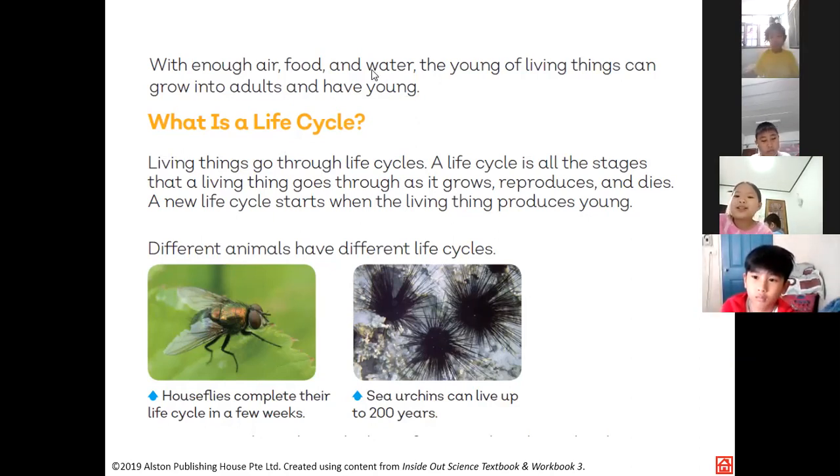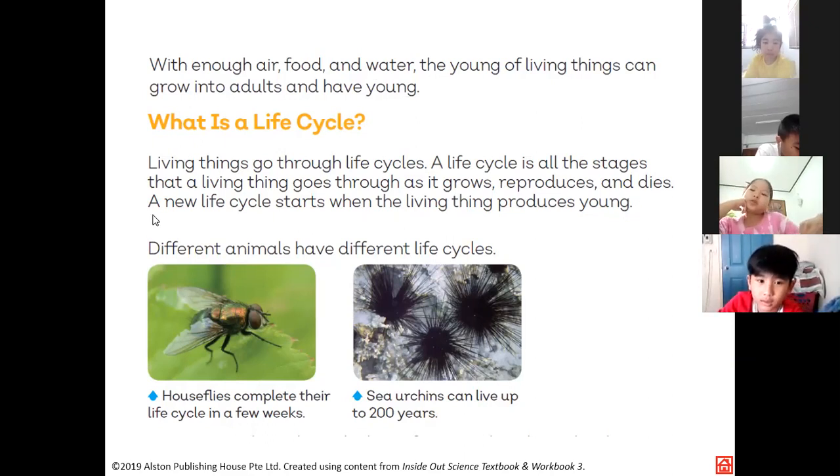Now let's discuss the life cycle. So what is a life cycle? Living things go through life cycles. A life cycle is all the stages that a living thing goes through as it grows, reproduces, and dies. A new life cycle starts when the living thing produces young. So these two animals have different life cycles.